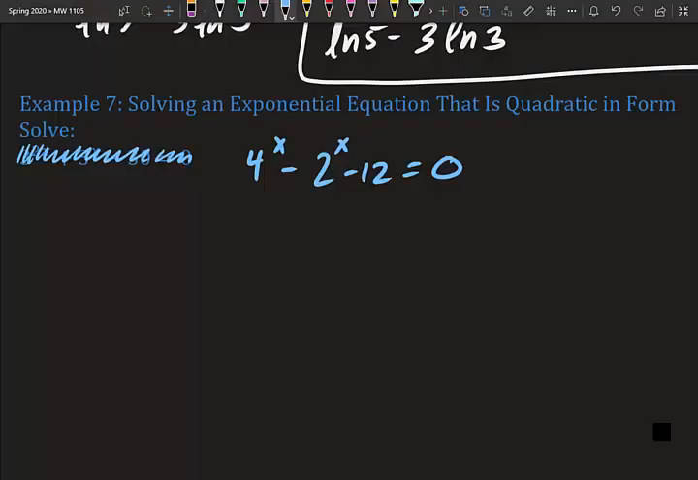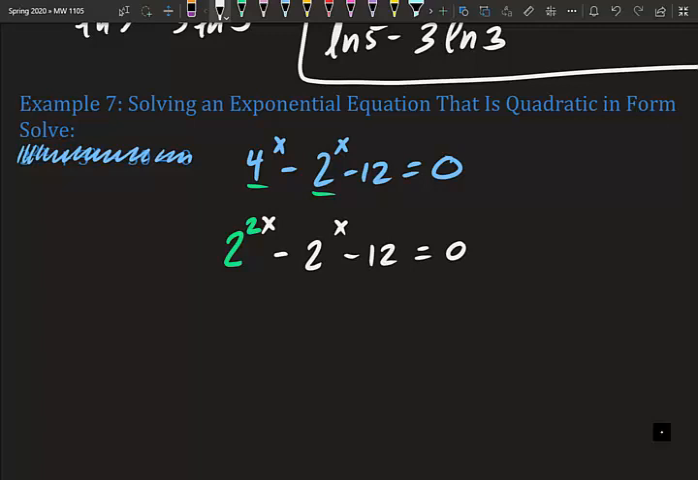Alright, first things first. Pretend that none of this is here. Let's just pretend that it's just 4 to the power of x, 2 to the power of x. Let's pretend that's all we have. Let's get them to be the same bases. So 2 to the power of 2x minus 2 to the power of x minus 12 equals 0. So now we just wanted them to have the same bases, that's it.